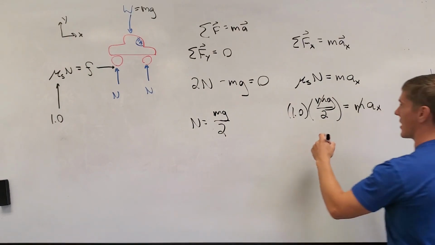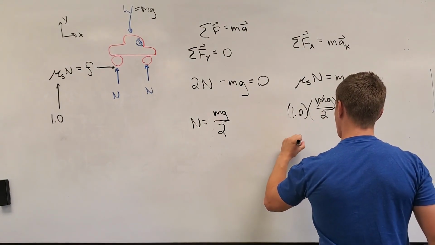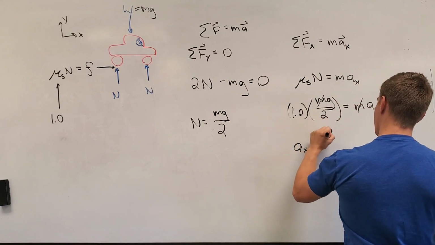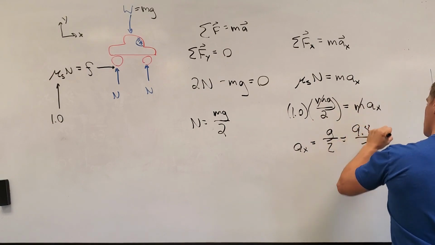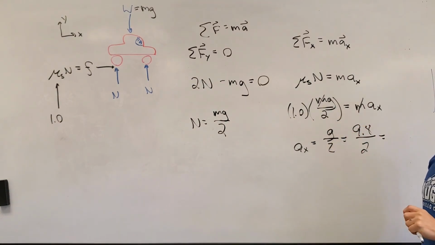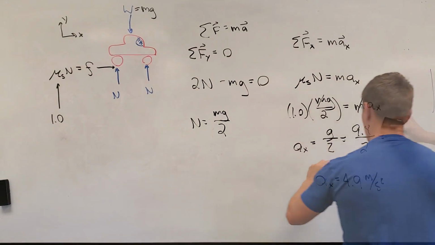So I get that my acceleration, and this is just a multiplication times 1, so that gets that my acceleration in the x direction is just going to be g over 2, which is just 9.8 over 2, which is just going to be 4.9 meters per second squared.